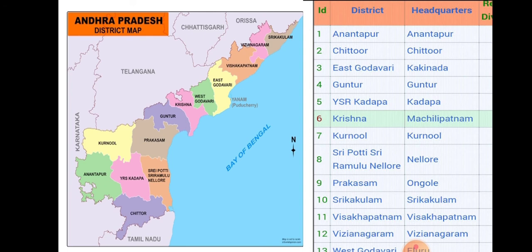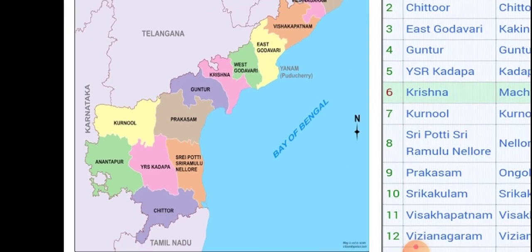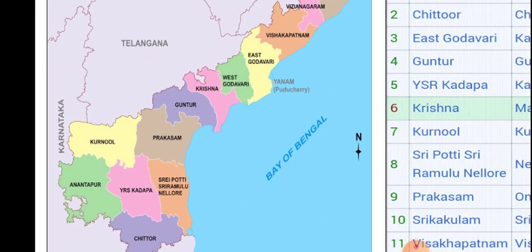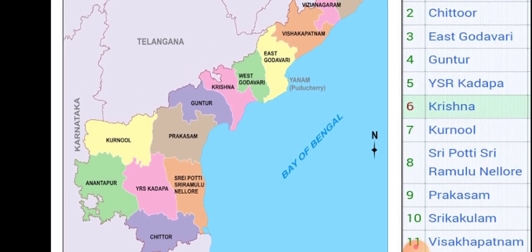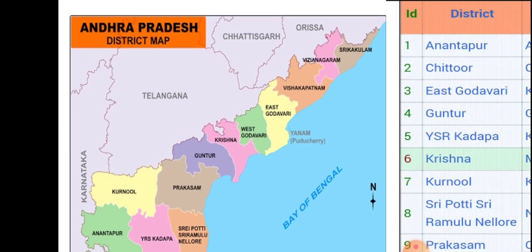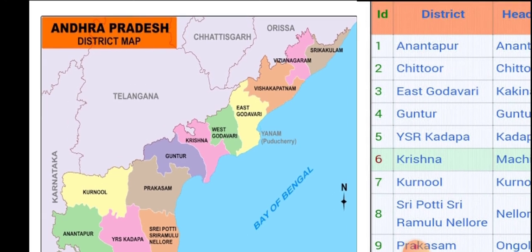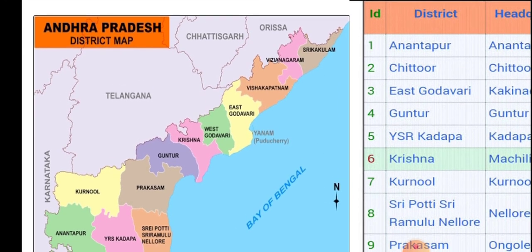Next, districts and headquarters also. Come on, first observe the map. First, let's see the boundaries. North Telangana, South Tamil Nadu, East Bay of Bengal, West Karnataka. Let's see the districts. Chittoor, Potti Sriramulu Nellore, YSR Kadapa, Anantapur, Kurnool, Prakasam, Guntur, Krishna, West Godavari, East Godavari, Visakhapatnam, Vizianagaram and Srikakulam.